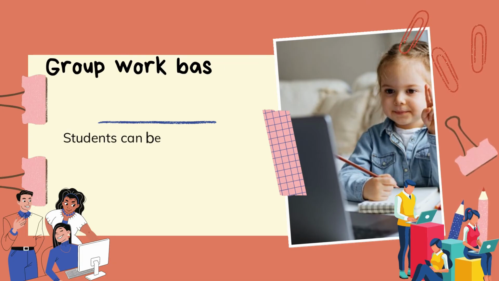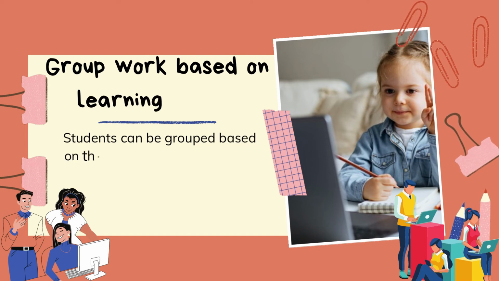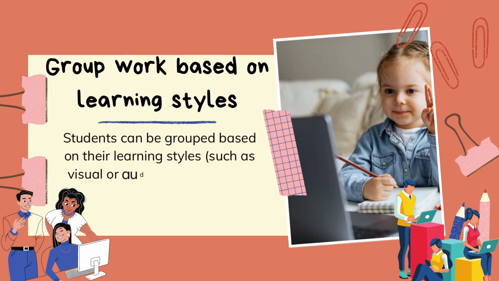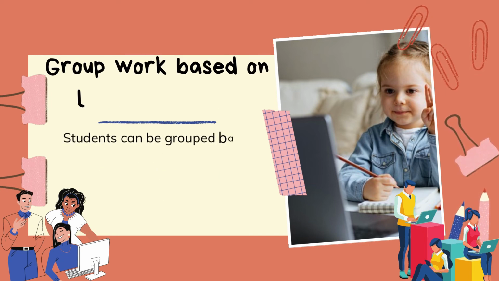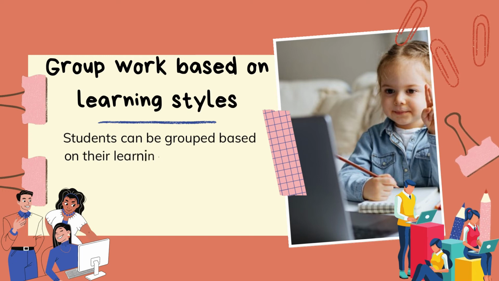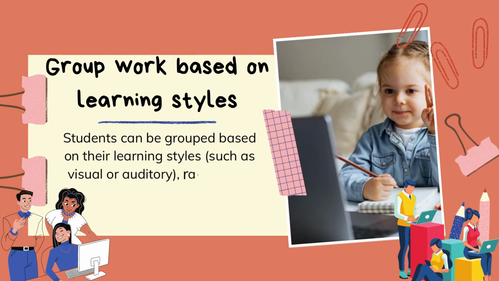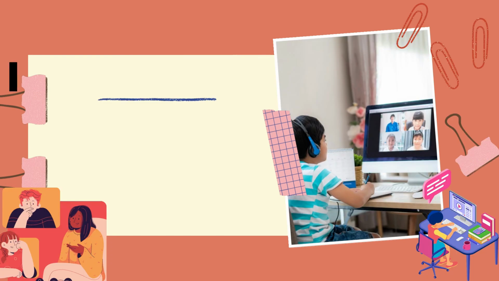Second is group work based on learning styles. After teaching a lesson, break students into small groups using virtual breakout rooms. Students can be grouped based on their learning styles, such as visual or auditory, rather than ability. Of course, not all students are aware of their learning style, and they may have more than one learning style, so a pre-assessment quiz can help determine how to group students.